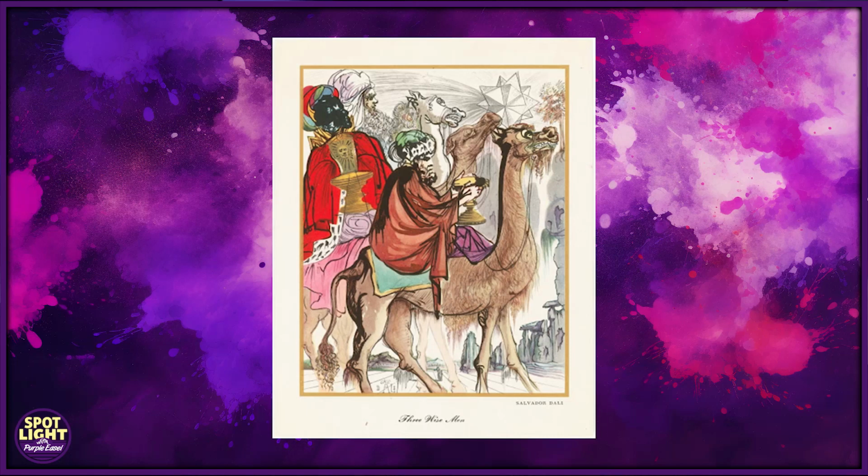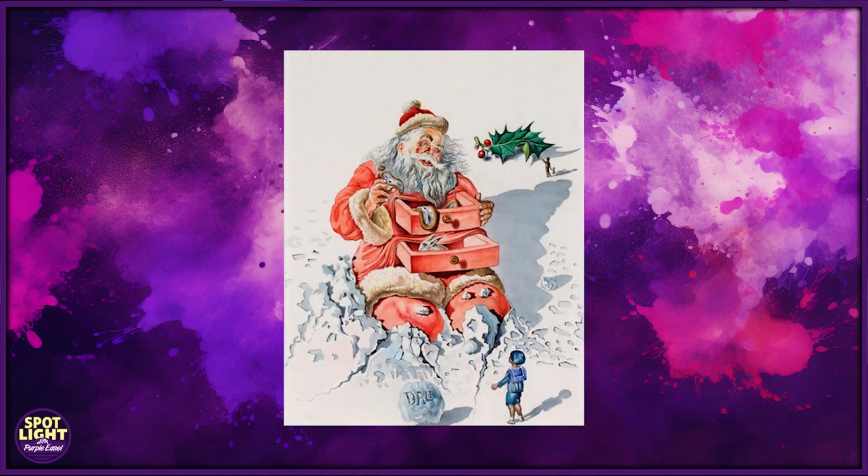Then we skip to 1947 and we get some Salvador Dali. We have the Three Wise Men. For those of you who are not familiar, Dali was a Spanish surrealist, and he used a lot of symbolism and explored dreams and the subconscious. And Hallmark actually commissioned several famous artists to do Christmas cards. Oh, okay. So this is one of them? This is one of them.